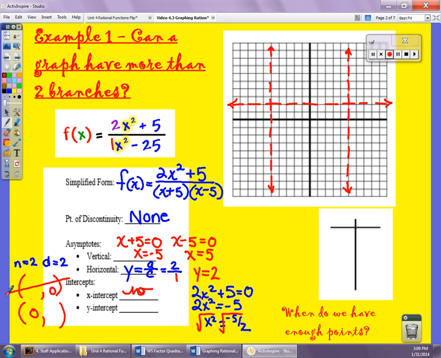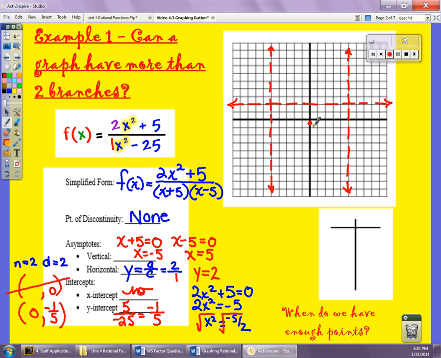Now, can we find a y-intercept? Well, remember, the y-intercept occurs where x equals 0. So we're going to go back up to our original function. We're going to plug in 0 for x, and we're going to see what's left. Notice that 2x squared disappears, and the x squared in the bottom disappears, and we end up with 5 over negative 25, which simplifies to negative 1/5. Therefore, our y-intercept is at (0, negative 1/5). Let's go ahead and put that on our graph. (0, negative 1/5) will be on the y-axis just below the origin.